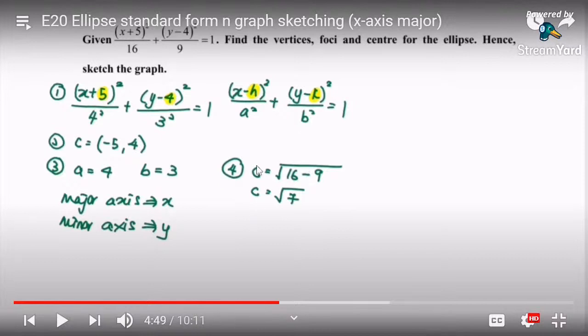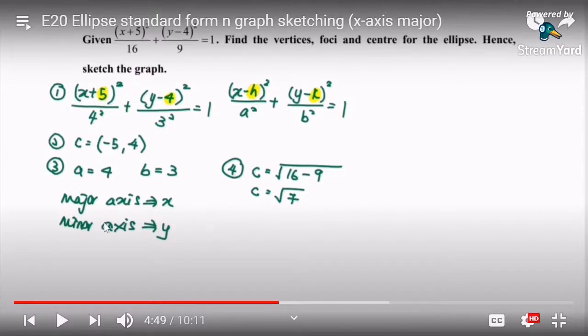Okay, so tak payah fikir banyak. Yang penting adalah nilai yang besar tolak nilai yang kecil. Itu saja. Faham? 16 minus 9. Copy, paste. Then square root of 7. Jawapan biarkan macam ni. Jangan pergi tekan calculator. Kalau you tekan calculator, jawapan you dah tak tepat. Okay, so kita dah ada 1, 2, 3, 4.